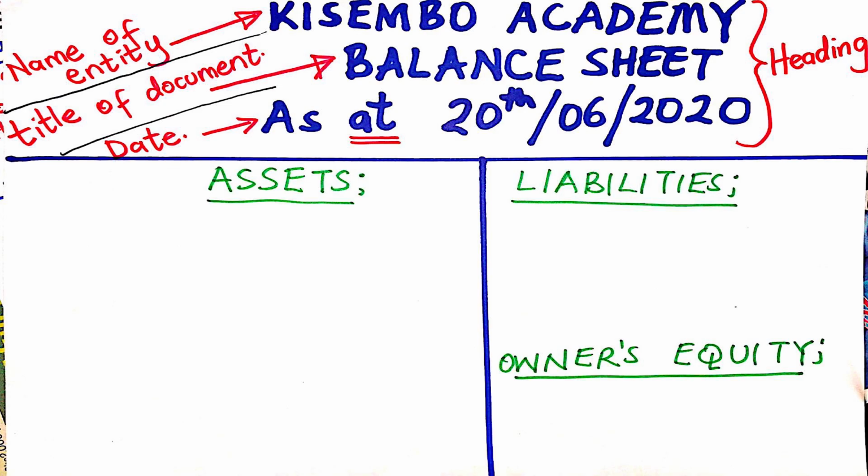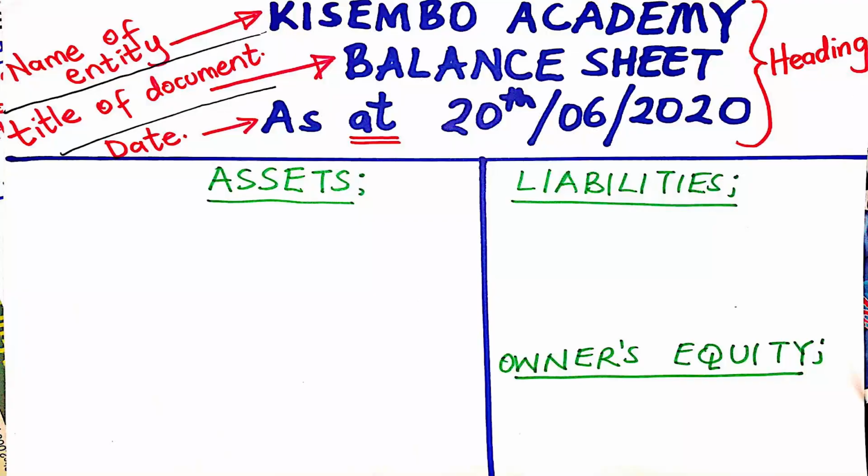Now, again, I reiterate, a balance sheet is a financial statement that shows the position of a business at a specific point in time. That is why the heading is always written as "as at", because it is at a particular point in time. What you're seeing on your screen is the T format of a balance sheet, with one side showing assets and the other side showing liabilities and owner's equity.